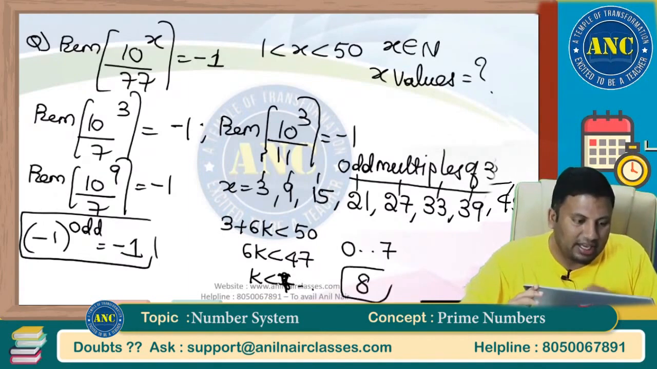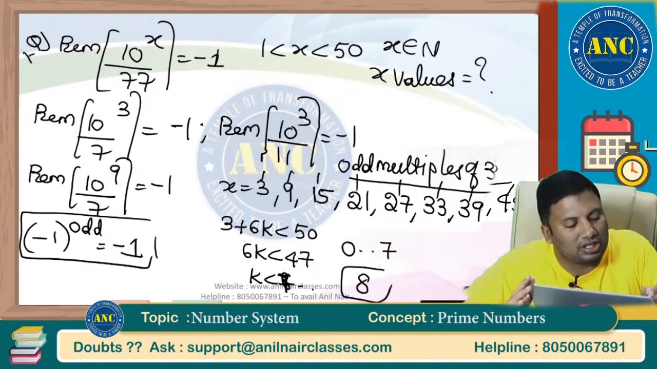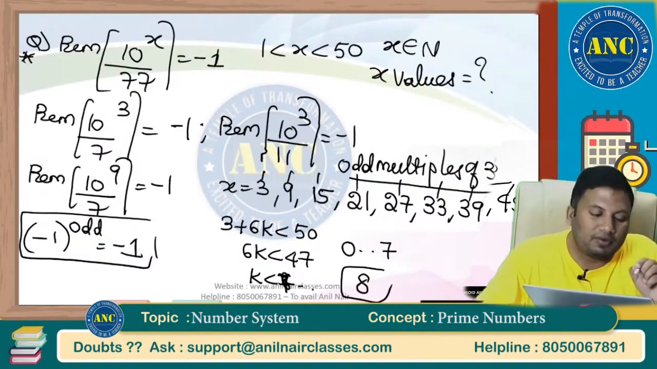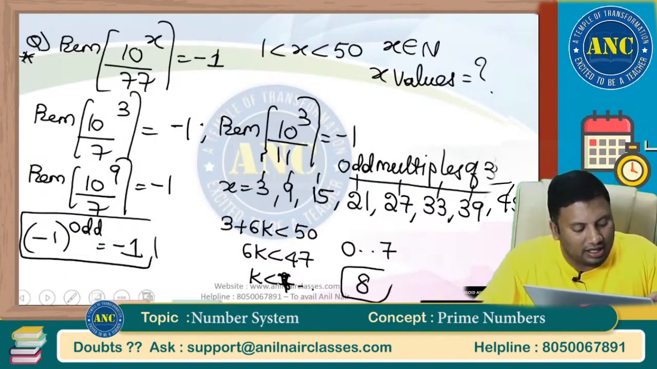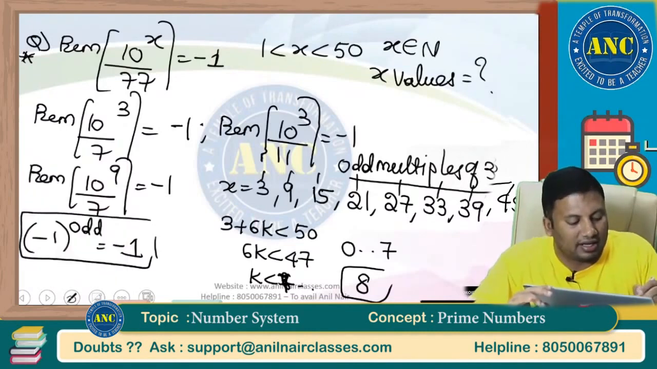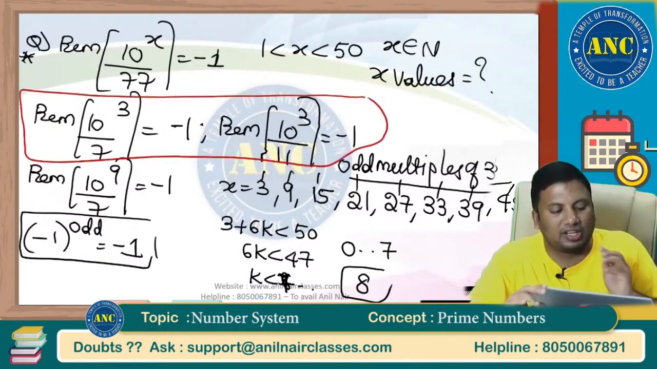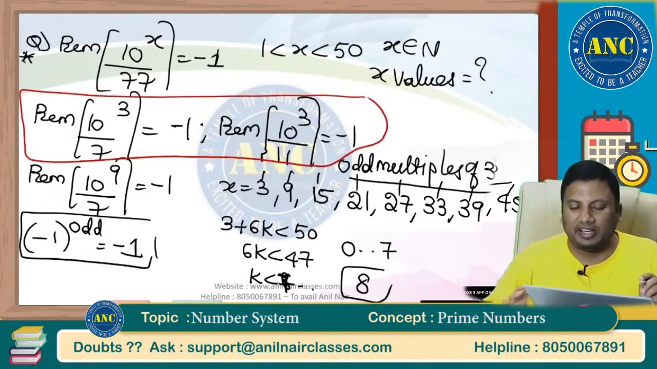x will take 8 values. Only if you know this concept, you can solve this question very, very fast. 10 power 3 divided by 7 is minus 1. 10 power 3 divided by 11 is minus 1. 7 into 11 is 77. I hope the idea is clear.